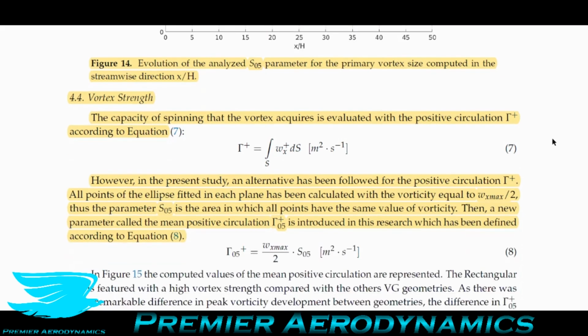However, or here they have a surface integral or whatever. It's the same sort of idea. However, in the present study, an alternative has been followed for the circulation. All points of the ellipse fitted in each plane have been calculated with the vorticity equal to maximum vorticity on 2. So in other words, they're using the maximum vorticity on 2 as the bounding line. So again, they're missing out a bunch of the vortex from this circulation calculation.